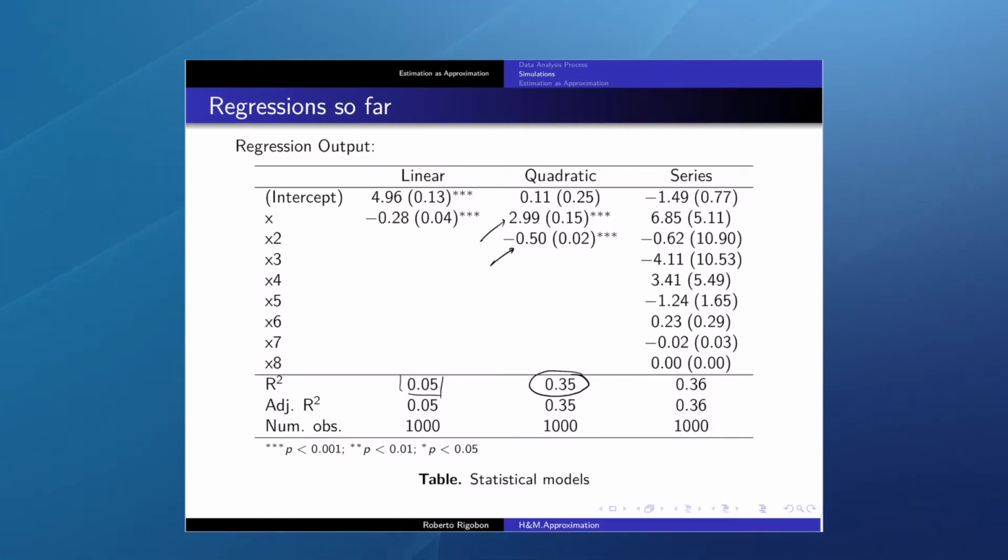Now, when you go to a series estimator, look what happens. Actually, the R-square continues to improve. And in fact, the adjusted R-square, which punishes for the number of regressors, is also improving. So according to this, if you were choosing by R-square, you would choose the series estimator.